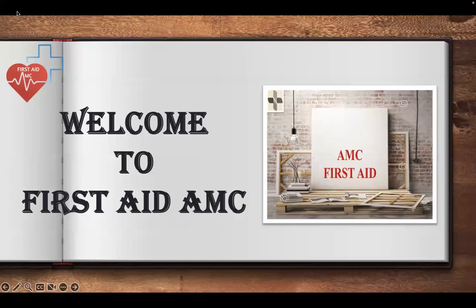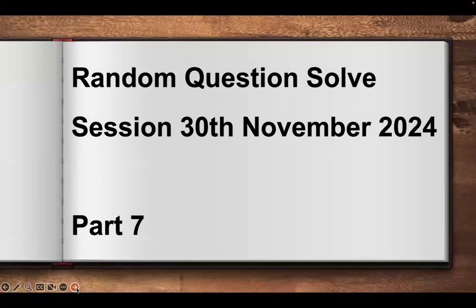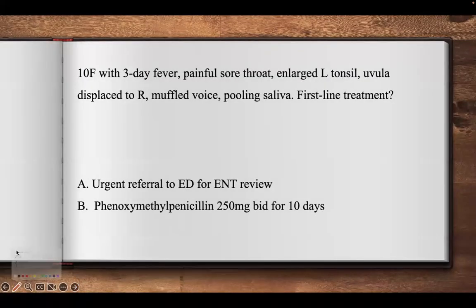Okay, doctors, let's start the session. So we have a first question. This is a 10-year-old female with a 3-day history of fever, painful sore throat, and a large left side tonsil displaced to the right side, muffled voice, pooling of the saliva. First line treatment for her, please. So urgent referral to ED for ENT review or phenoxymethylpenicillin 250 mg BD for 10 days. We just have two options.